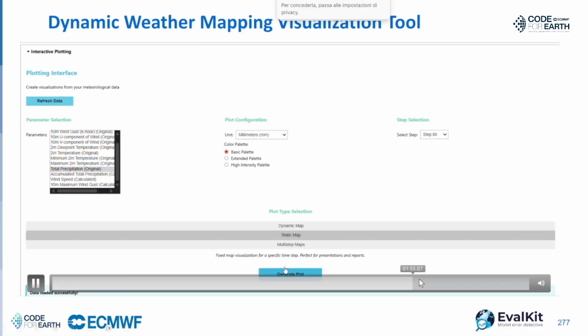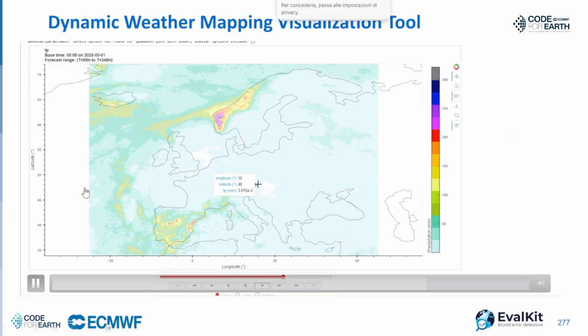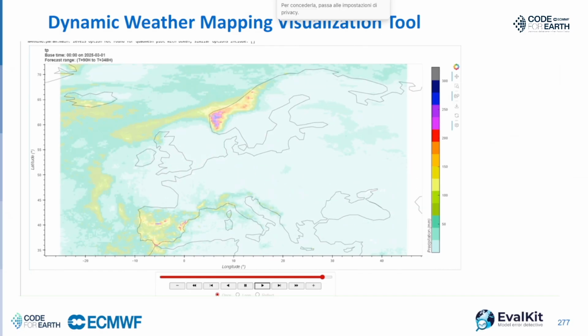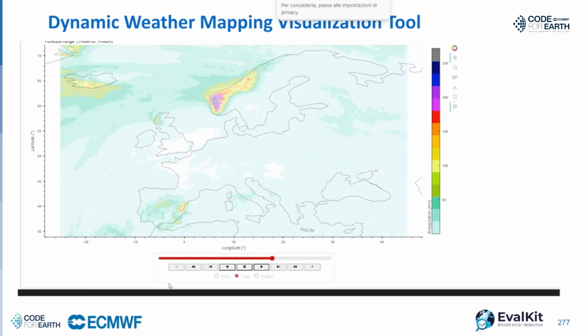And the last one is animated. It allows you to select multiple forecast steps and to see the evolution of the variable over time. As you can see, it's moving.